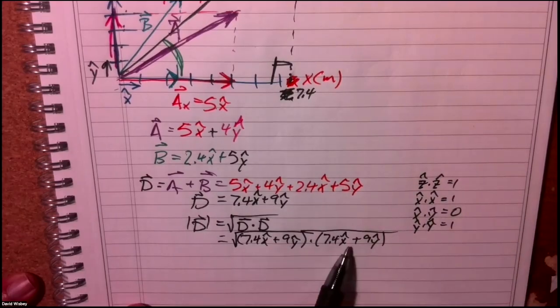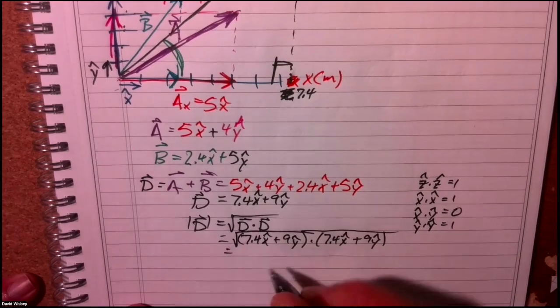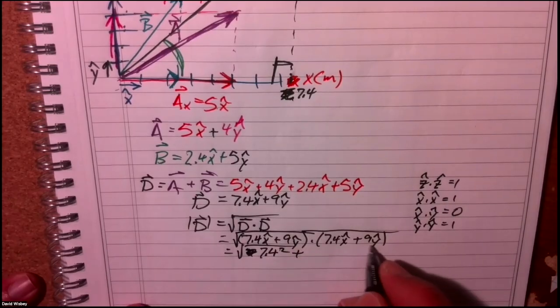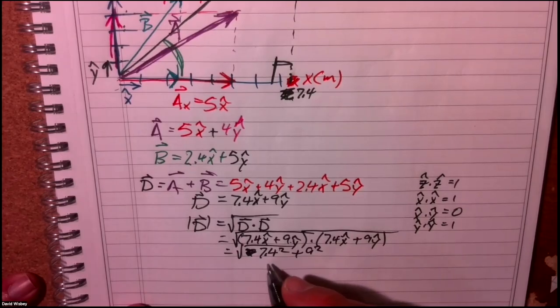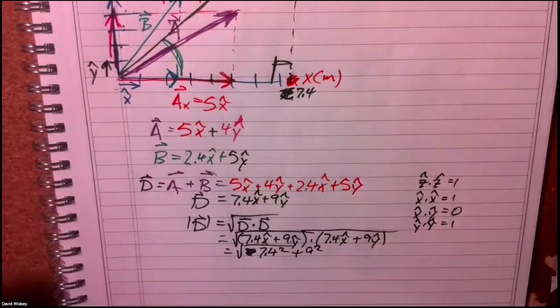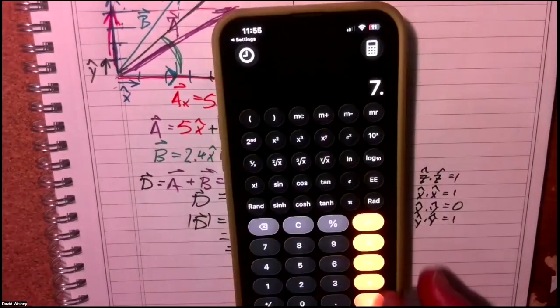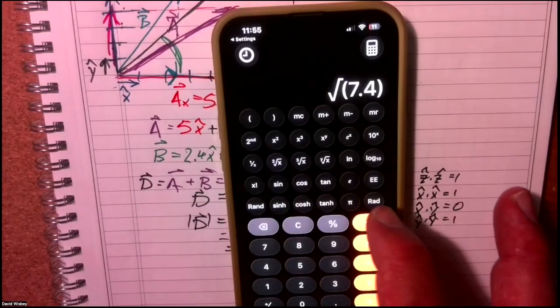Now when I multiply this, all my cross terms are 0. So I have 7.4 times 7.4, that'll be 7.4 squared. And then plus, I multiply my 9 by 9. That's 9 squared. So this is about 52, I think, because I know 7 times 7 is 49. What is 7.4 squared? I think it's 52. Nope, that was not the one.